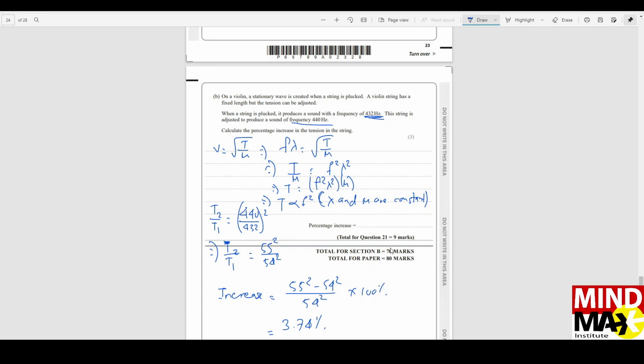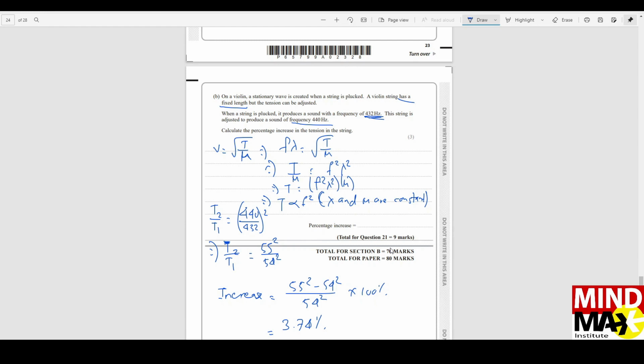This is the rope wave equation, right? V is equal to the square root of T by mu, where T is the tension and mu is the mass per unit length, and V is what? F lambda. So from here, if we square it, it becomes F squared lambda squared, and T is what? F squared lambda squared into mu. And they're telling us that the length of the string is fixed. If the length is fixed, it means what? That the lambda is fixed, because the lambda depends on the length. So lambda is fixed.